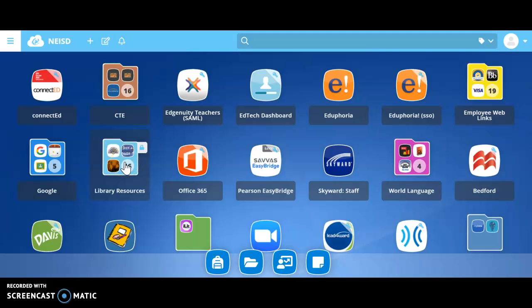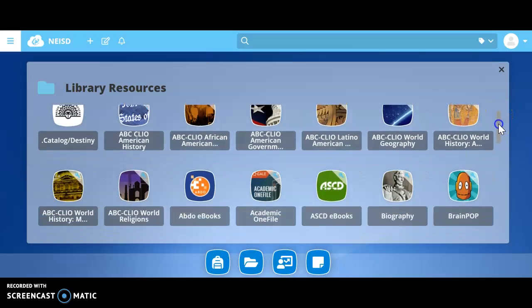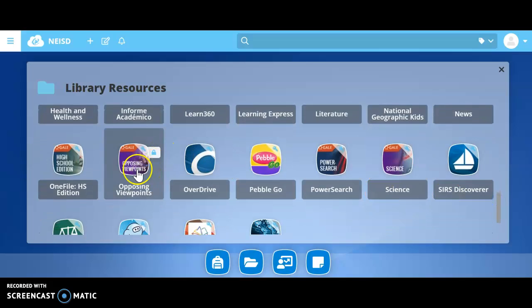You can find Opposing Viewpoints in the Library Resources folder on Launchpad. The resources in the Library Resources folder are organized alphabetically, so you just need to search for Opposing Viewpoints.